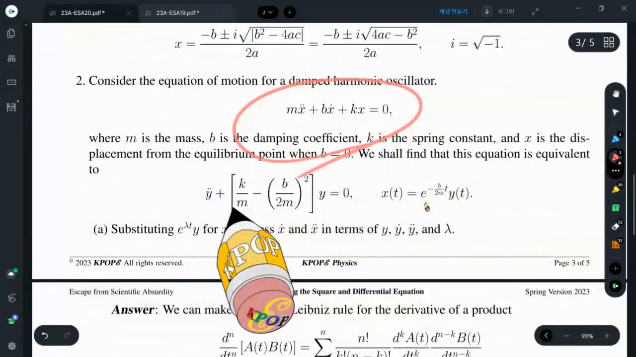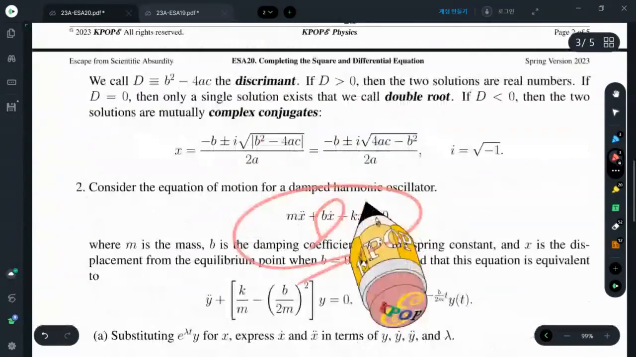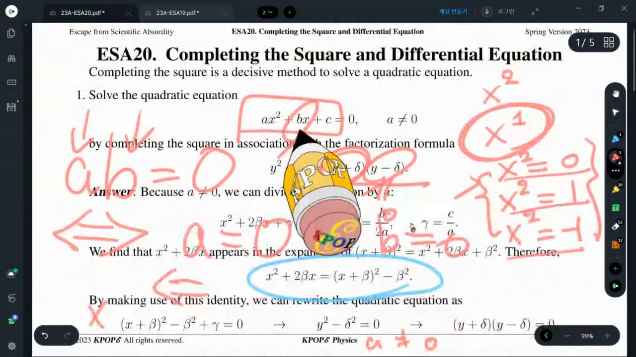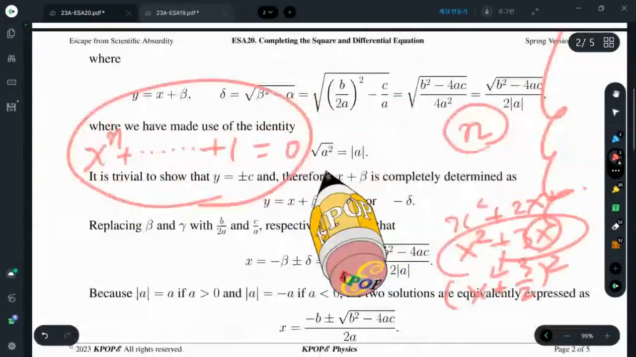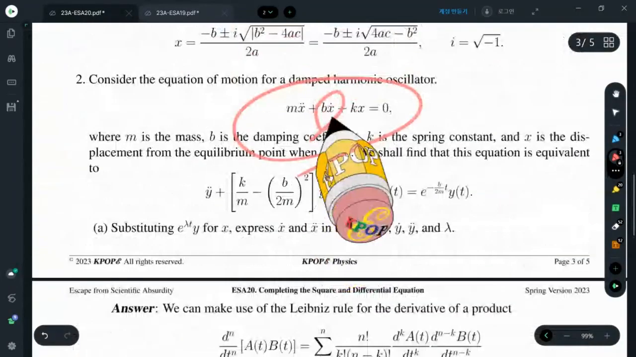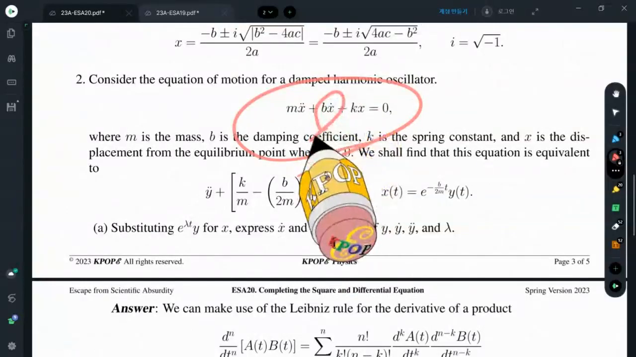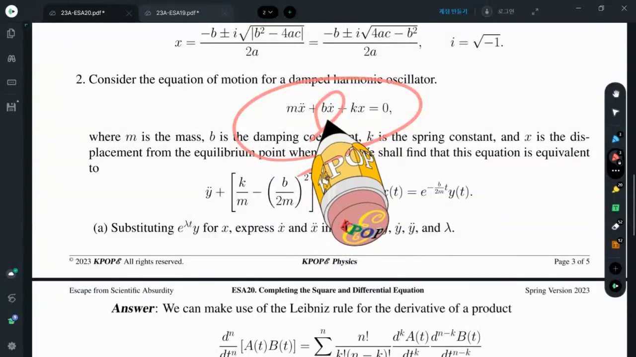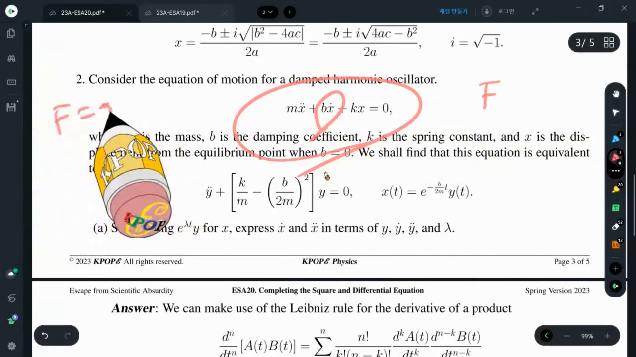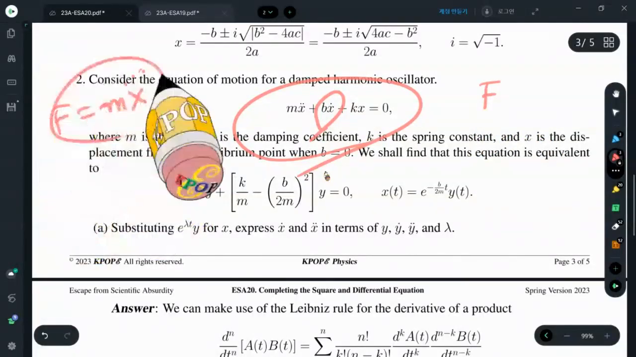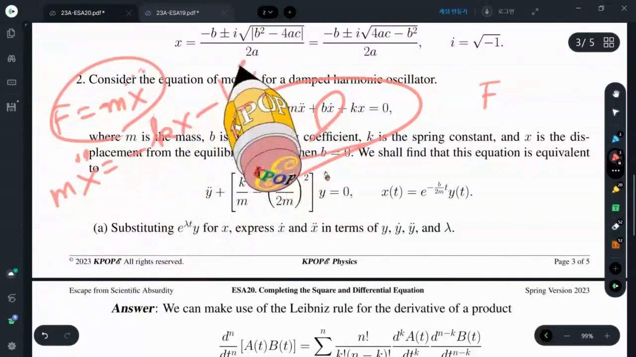Our problem is this: the damped harmonic oscillator. I don't like this first order term. How can I remove it? I can make use of completing the square. I can remove this first order derivative that originates from the damping term, from the force, F equals ma. Here, ma equals minus kx minus b x dot.